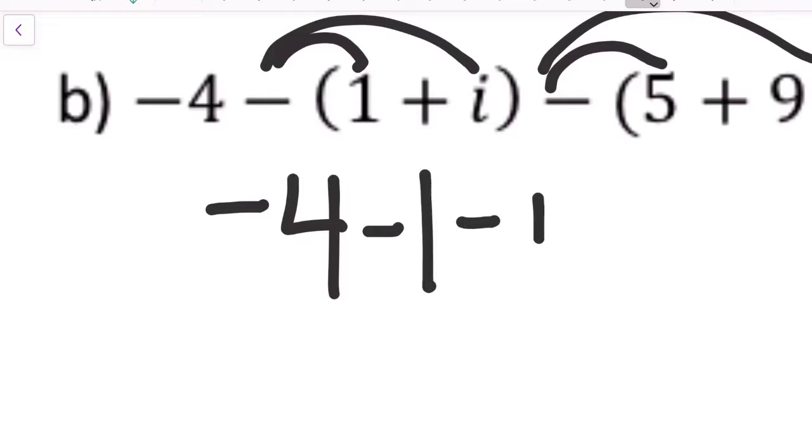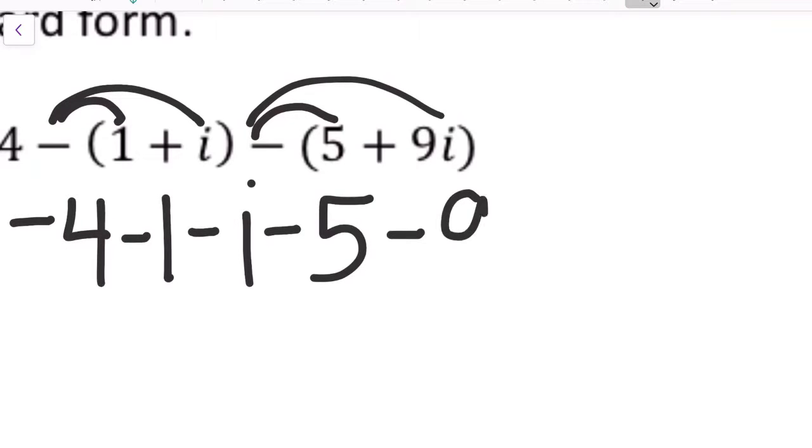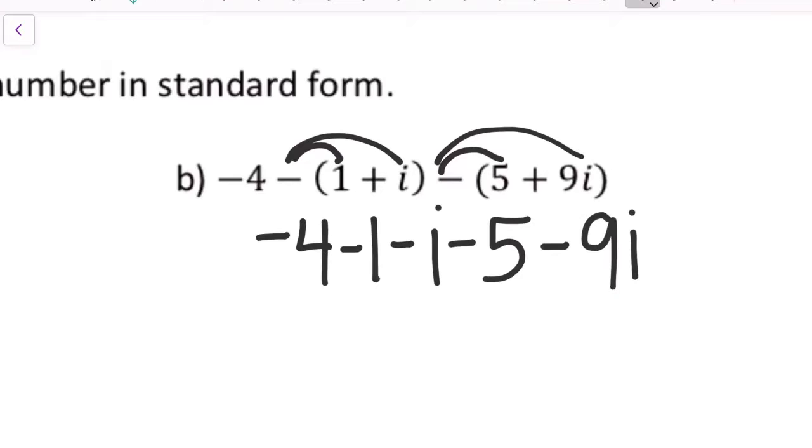Minus 5 minus 9i. No, we're subtracting. So, pause. I'm just distributing first. Let's just do that. So, negative 4, minus 1 minus i, minus 5 minus 9i.